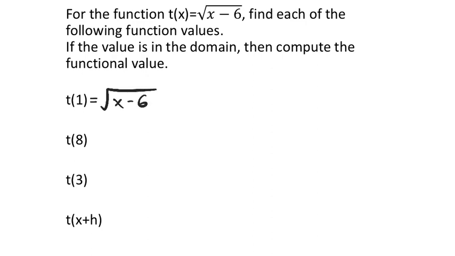But it now tells us that the x is 1, right? So I go in and I say, well, my x is 1. And that would give me the square root of 1 minus 6, which is negative 5. But now the inside there is a negative. The square root of the negative there makes this not real.